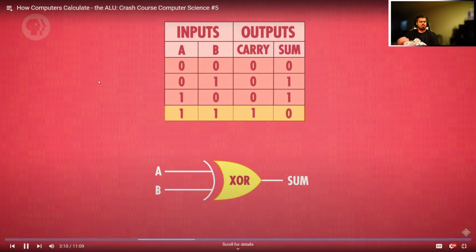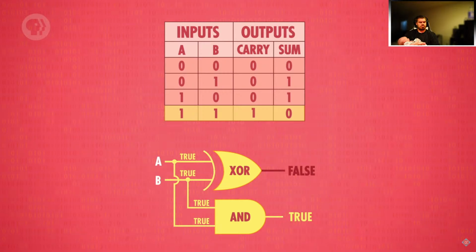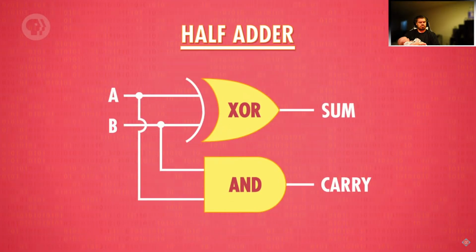And conveniently, we have a gate for that, an AND gate, which is only true when both inputs are true. So we'll add that to our circuit too. And that's it. This circuit is called a half adder.